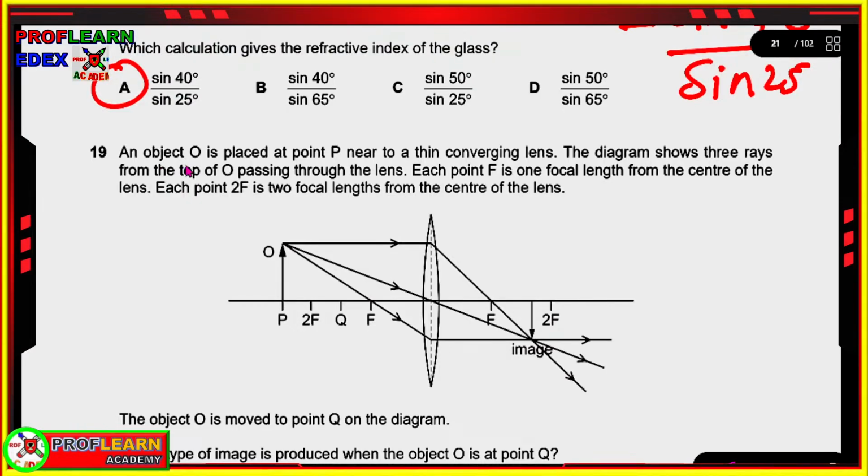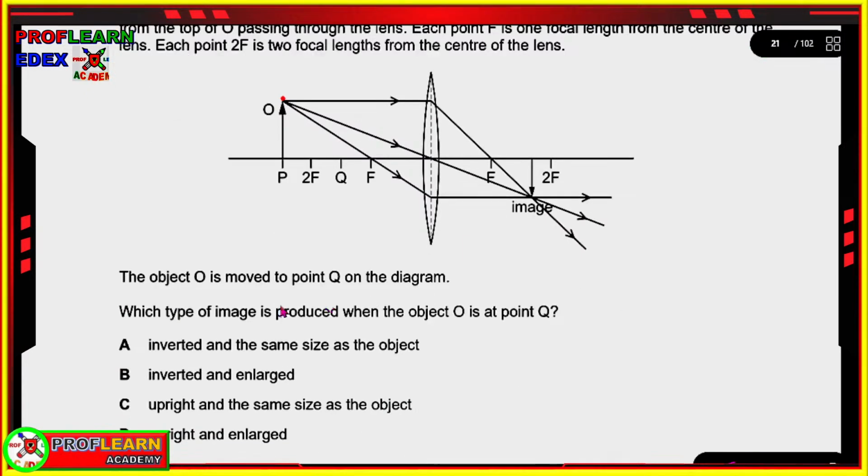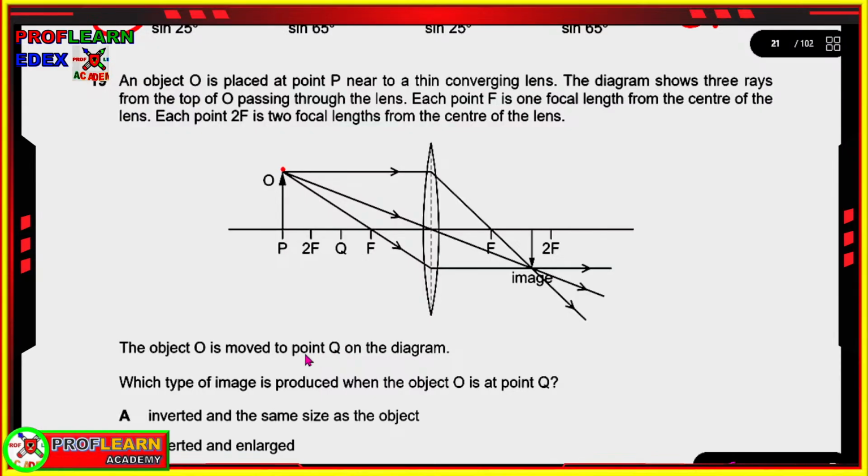An object is placed at point B near to the thin converging lens. The diagram shows 3 rays from the object O passing through the lens. Each point F is 1 focal length from the center of the lens. Each point 2F is 2 focal lengths from the center of the lens. The object is now moved to point Q. Which type of image is produced when the object is moved?